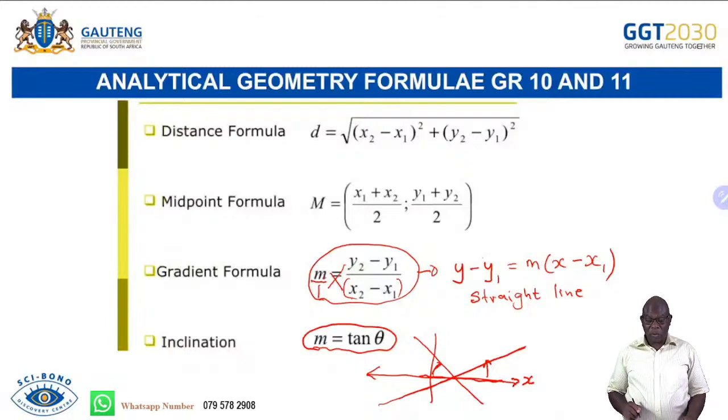The m equals the tangent of theta, because remember the tangent is the change in y over the change in x, which actually represents the gradient of the line. So the gradient of the line is the change in y over the change in x. And remember, when we go into trigonometry, tan is y over x. So that's why the tangent of theta will be equal to the gradient, because the gradient is also the change in y over the change in x.